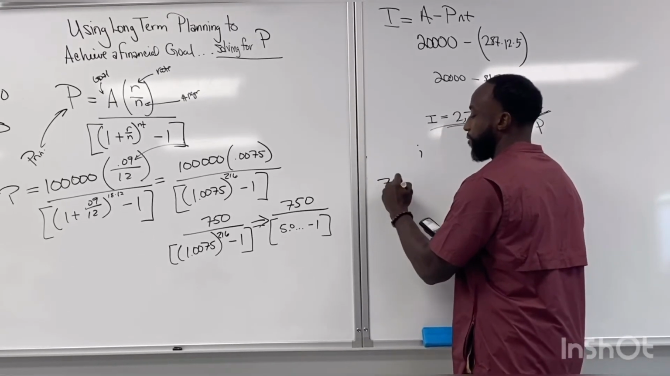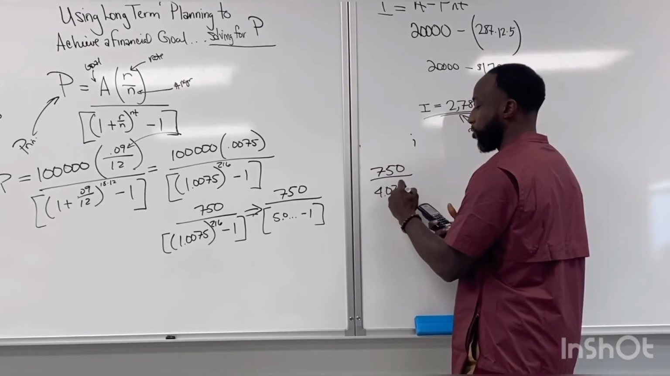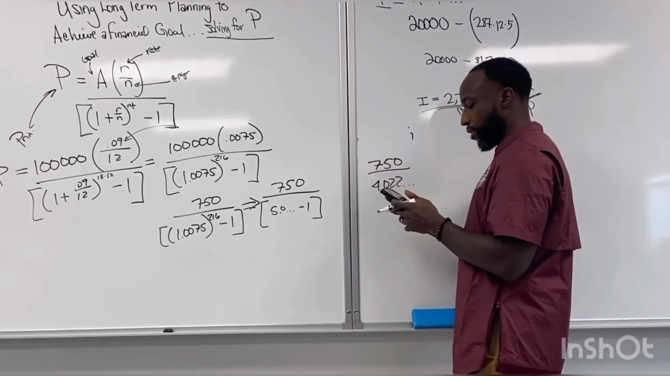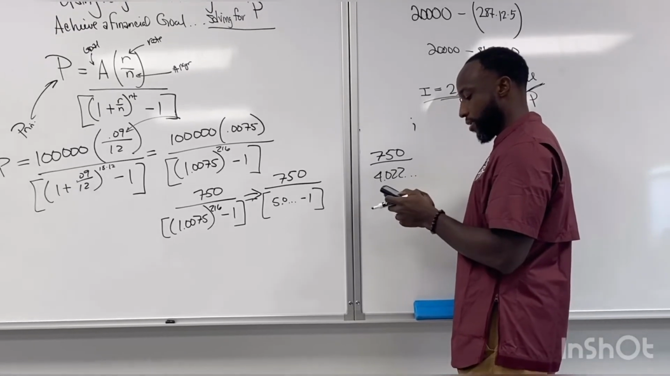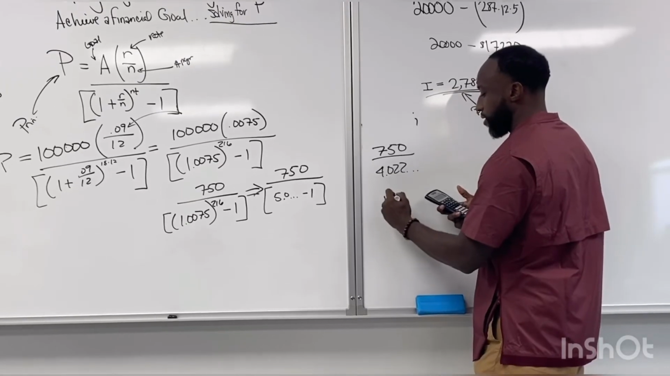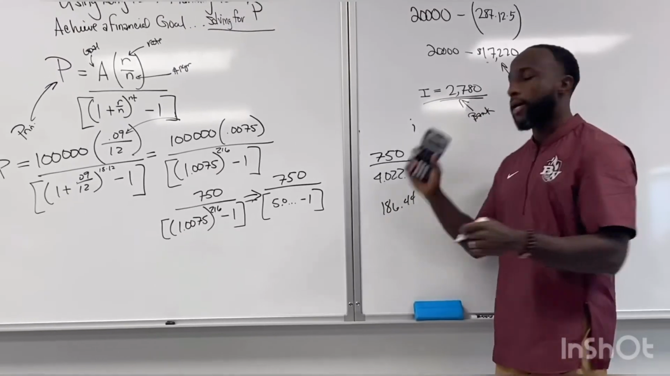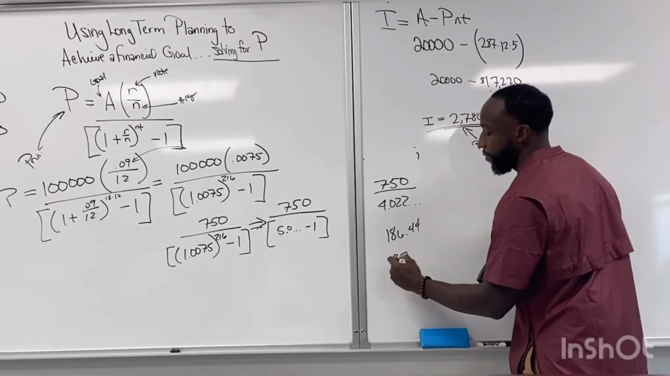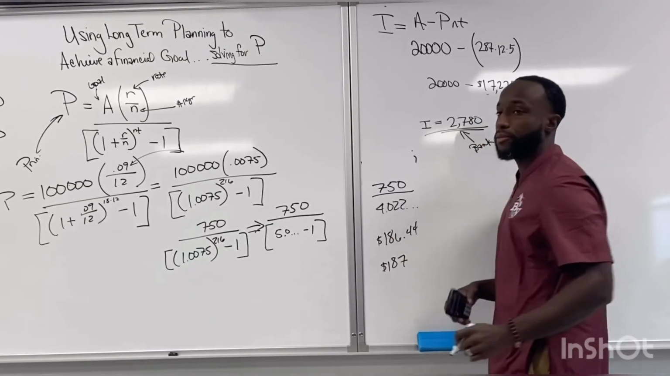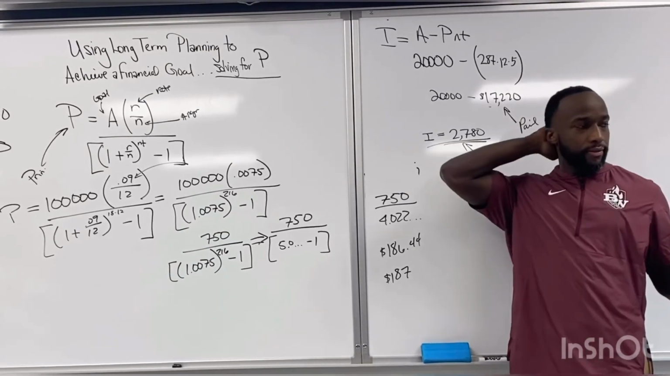So now we have 750 divided by 4.022 and some change. Do 750 divided by that, and you get 186.44. Remember, as I said earlier, always round up. So we need to deposit $187 monthly. That's not a lot, right? That's what you should have got.